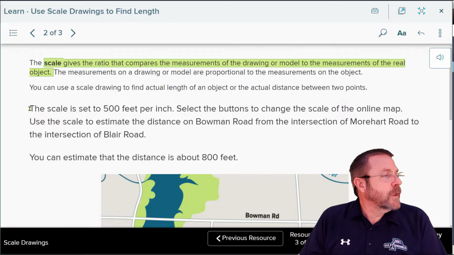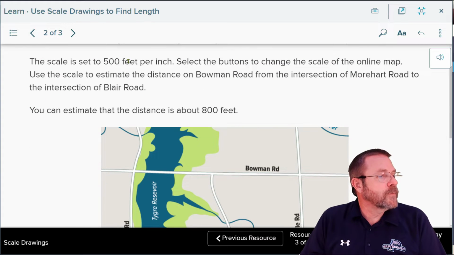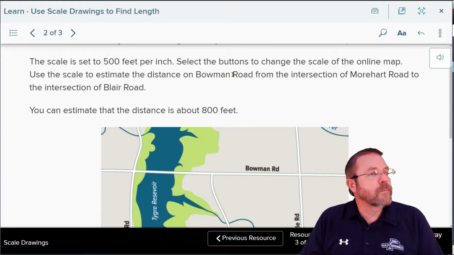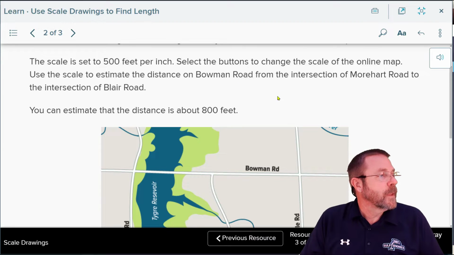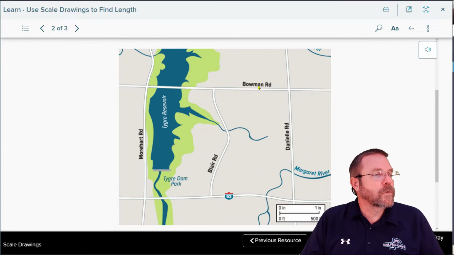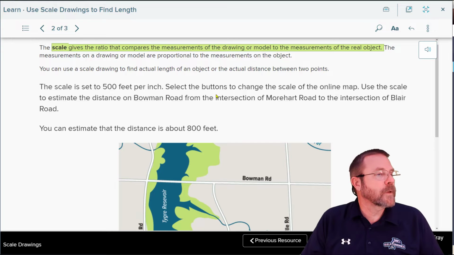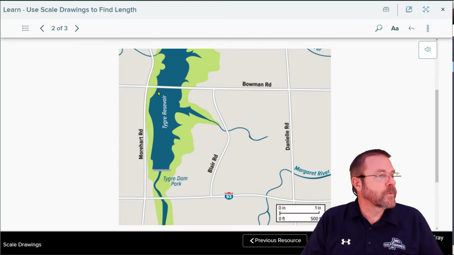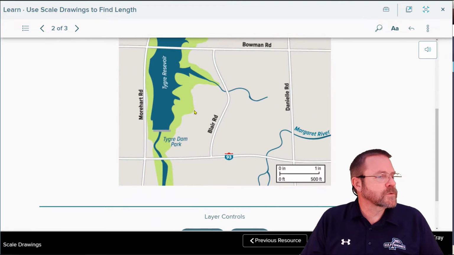The scale here is set at 500 feet per inch in this drawing, so we're going to select some buttons to change the scale to the on-screen map and use the scale to estimate the distance between the intersection of Bowen Road and Moorhat Road to the intersection of Blair Road. So we're going to take a look here. We've got Bowman Road here, and we want an intersection between Blair Road and Moorhat Road. And make sure I got that right. I say Bowman, Moorhead, and Blair. So, yep. The problem is we have 2 of those intersections to look at here.